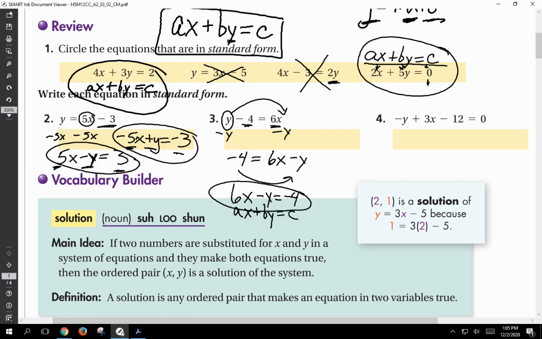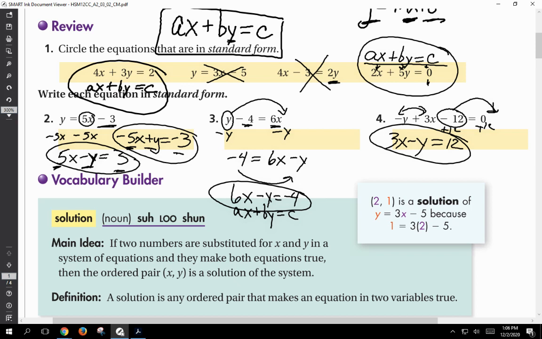Number 4, it should be very close. All we have to do is get rid of the 12, right? This is the c, and we need to flip these two. So let's just flip those two first. You have 3x minus y. Then you're going to add 12 to each side equals 12. And that's your answer. So as long as it looks like that, you're fine.